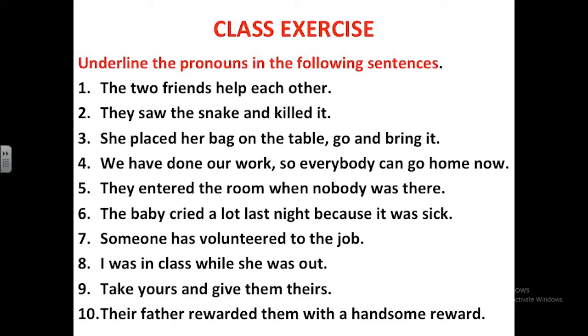6. The baby cried a lot last night because it was sick. 7. Someone has volunteered and done the job. 8. I was in class while she was out. 9. Take yours and give them theirs. 10. Their father rewarded them with a handsome reward.